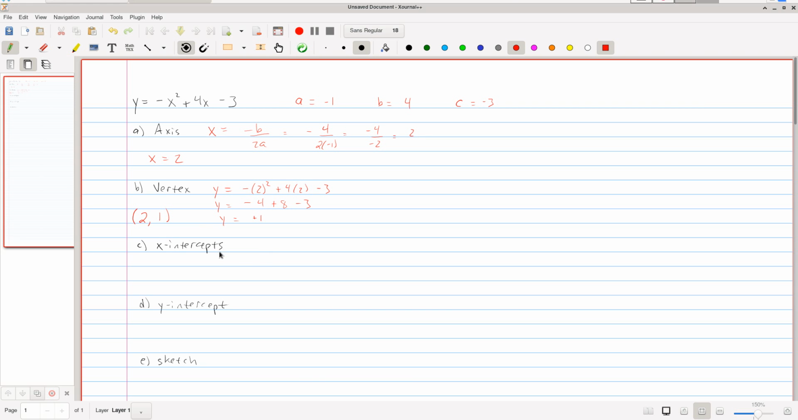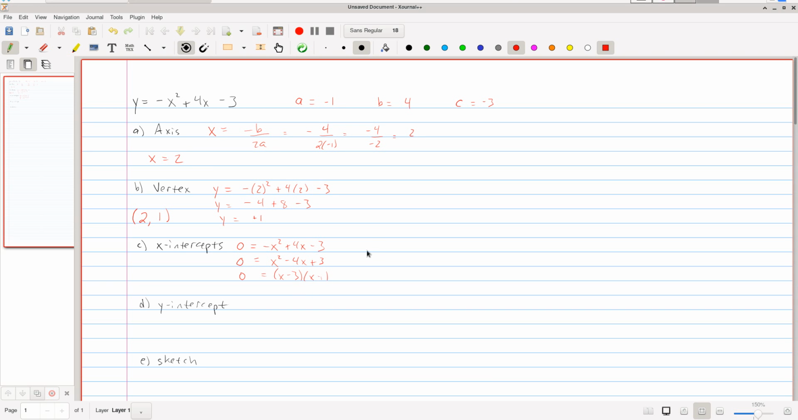To get the x-intercepts, we set y equal to 0. So the left-hand side is 0. So we have 0 equals negative x squared plus 4x minus 3. I'd like to factor this, but to factor, we really don't want to have a negative leading coefficient. So we'll multiply both sides of the equation by negative 1. So this leaves us with 0 equals x squared minus 4x plus 3. And this we can now factor as x minus 3 times x minus 1.